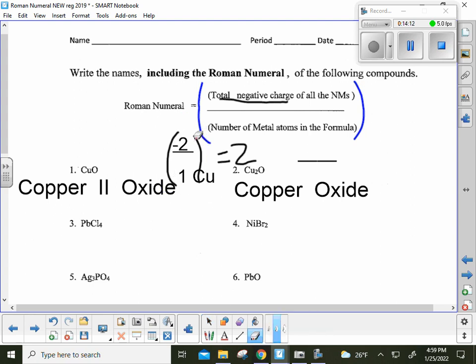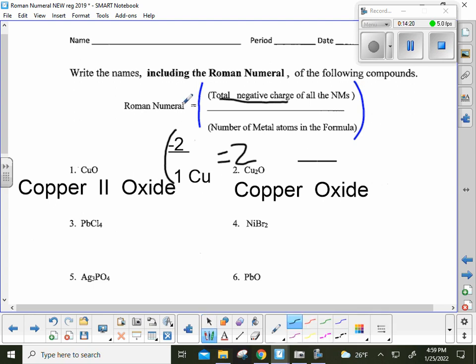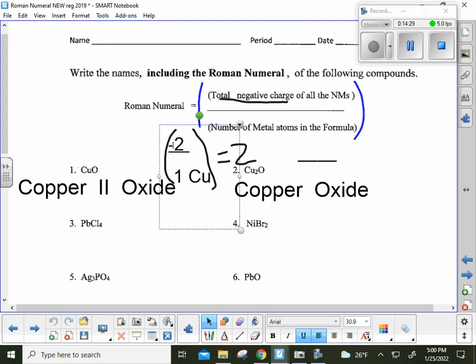This is 1 copper here. So I'm putting the 1 copper on the bottom. And then it's basically trying to show you, what is 2 over 1? Now again, don't worry about this minus sign. Don't worry about it being -2. Just ignore that. You can even take it out like that and basically see 2 negative charges over 1 copper. Okay?